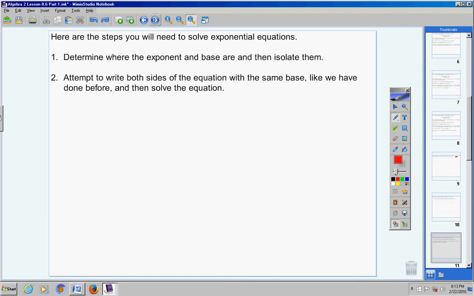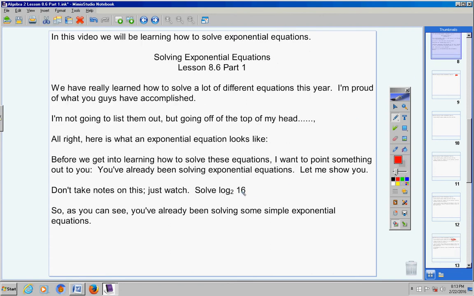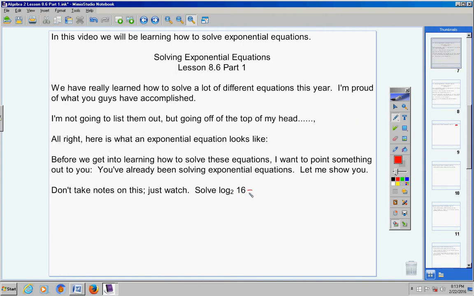All right, here we go. Determine where the exponent and the base are, and then isolate them. Attempt to write both sides of the equation with the same base. By the way, that's what we just did back here. Just a second ago, that's what we did. Okay, right back here. Remember, I took this, and I set this equal to x. Then I went like this. Then I wrote the 16 with a base of what? 2, remember? So I wrote both sides with the same base. Well, that's what step 2 says to do.